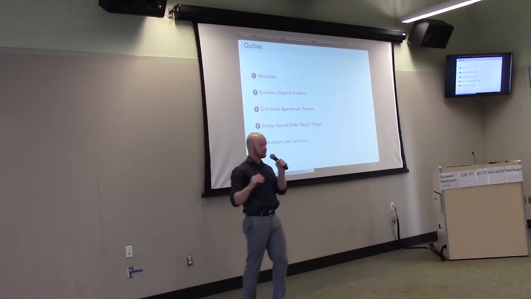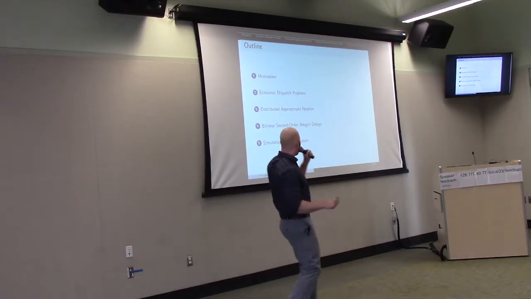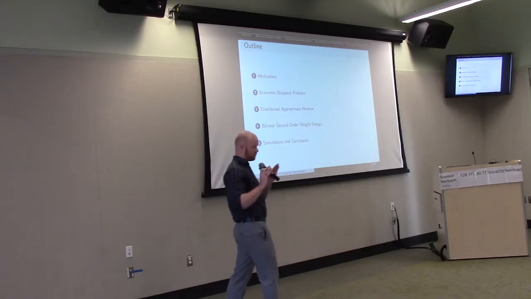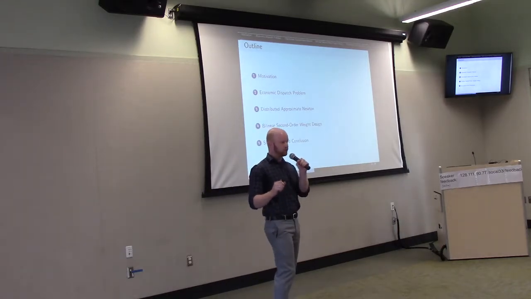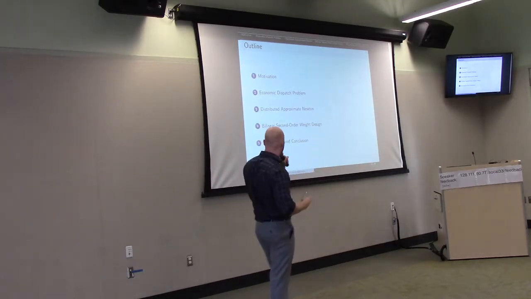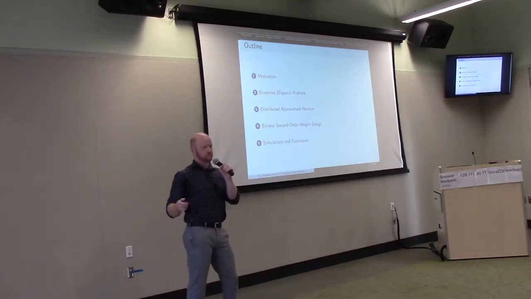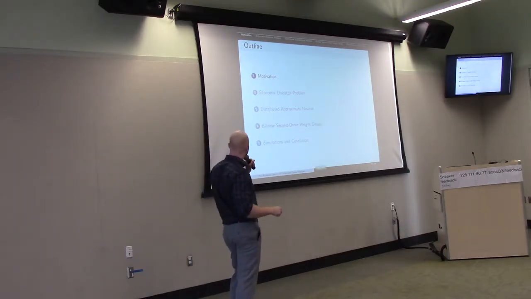Point 4 here, I think, is the most interesting part of the talk, although unfortunately I won't have a whole lot of time to dive into the technical details of it. But it's this idea of designing weights over a communication graph for a second order method. How do you formulate that? And then we'll get into some simulations and wrap up the talk.